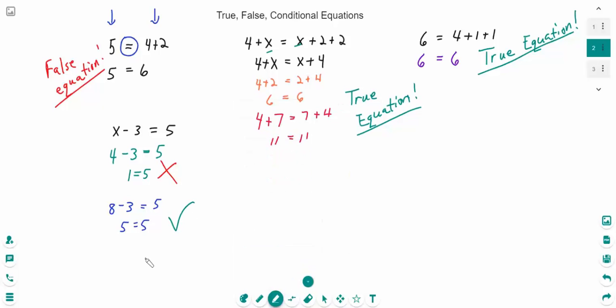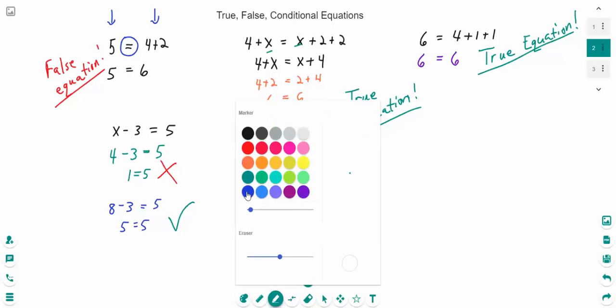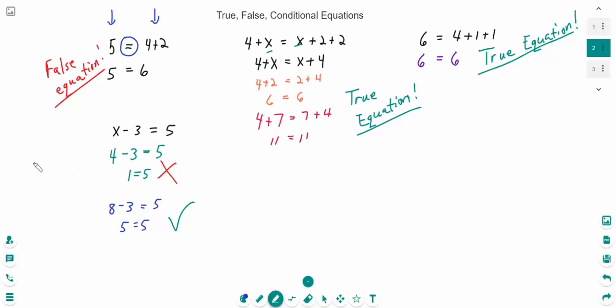Yay. All right. So for the same equation, we showed an example of it being a false equation and another example of it being a true equation. The only difference was what value we decided to plug in for x. So this is really in and of itself neither a true nor a false equation. It could be either. So we have a special name for this. These ones we call a conditional equation.